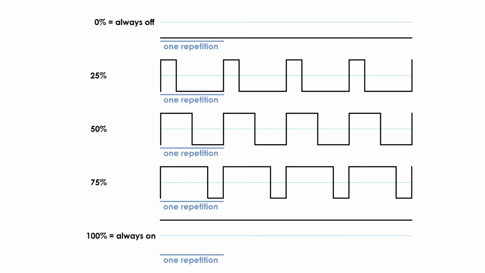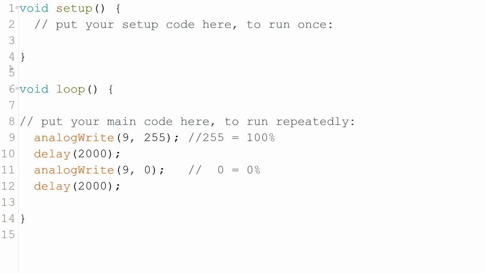And I can demonstrate that with this Arduino sketch. As you can see, this is a very simple sketch. I'm only using the loop function, and in that loop function I'm doing basically two things. I set the 9 pin to a high pulse width, then I wait for 2 seconds, or 2000 milliseconds, and then I set it to 0, so a very low pulse width. And then I wait another 2 seconds, and then I start again.